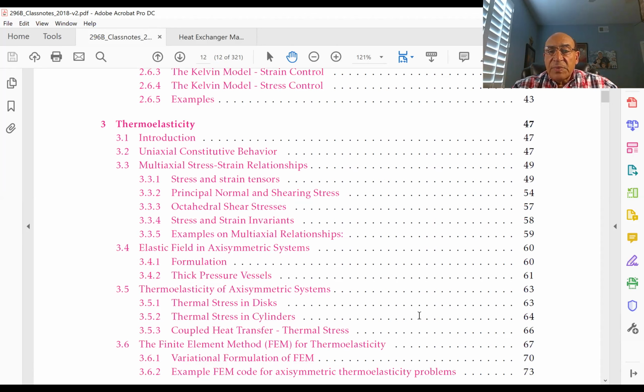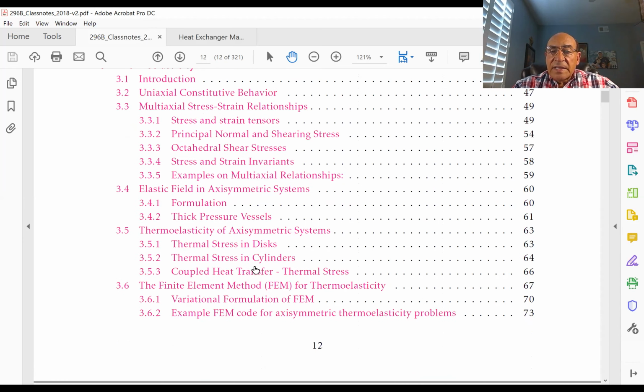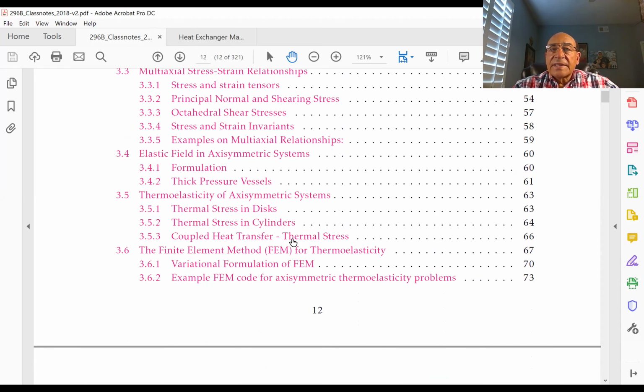So this is an example of self-constraint, and we will study the thermoelasticity of simple subjects like rods, bending, beams, and also axisymmetric systems such as disks and cylinders, and conclude that with a finite element formulation where we will make our own code and use it for design applications.